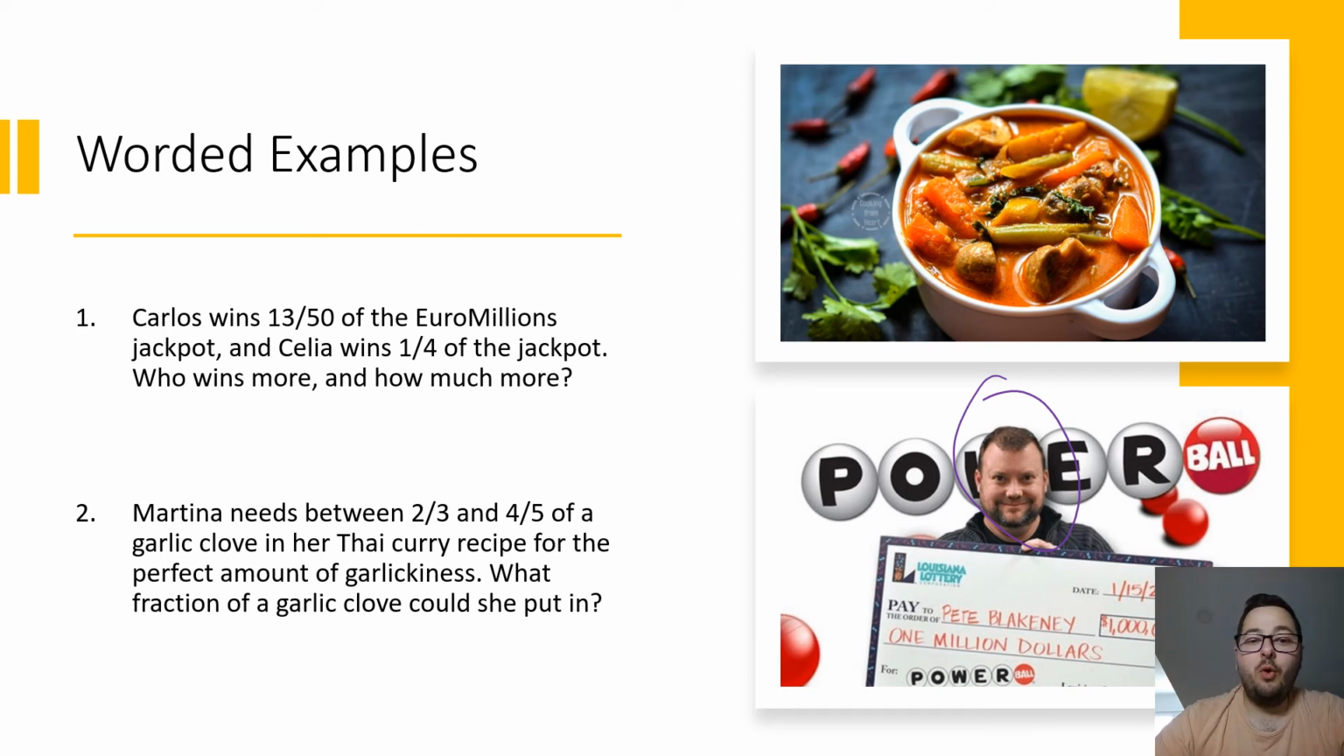Okay, well, we've got 1 out of 4 and we've got 13 out of 50, so we want a common multiple of 4 and 50, so I'm thinking 100 might be the best number to go for, so we can put them both out of 100. Now to get from 50 to 100, I've timesed it by 2. So I want to times 13 by 2. So Carlos, let's put a C for Carlos. Carlos is getting 26 out of 100. And then for Celia, to get from 4 to 100, we want to times it by 25.